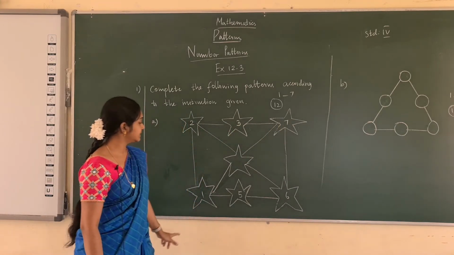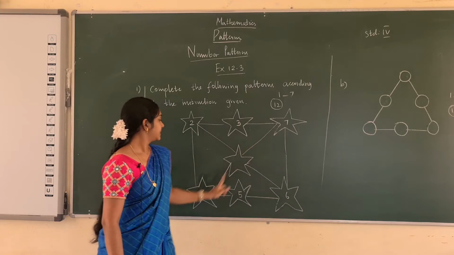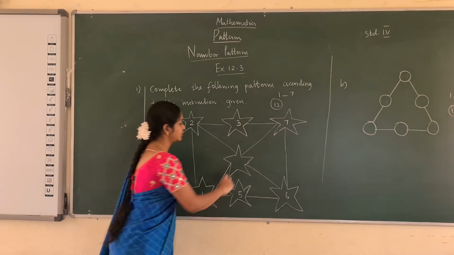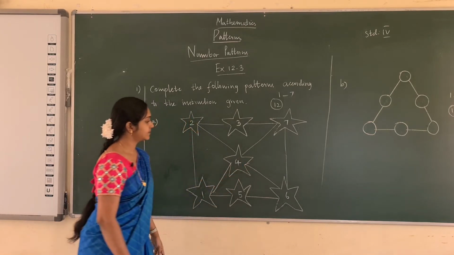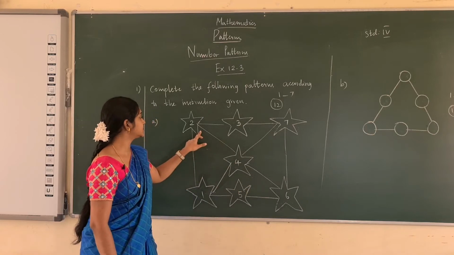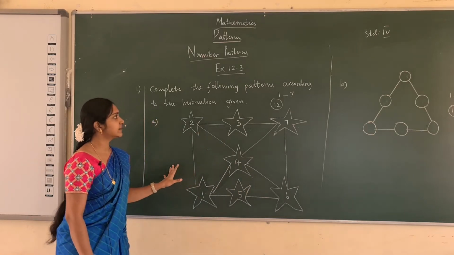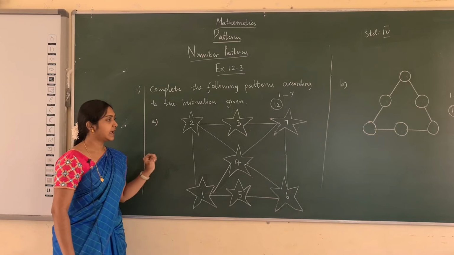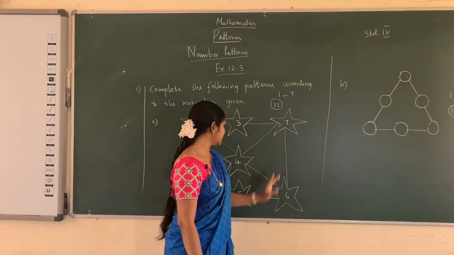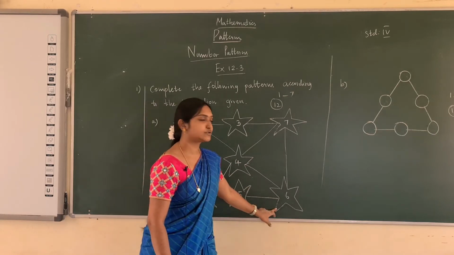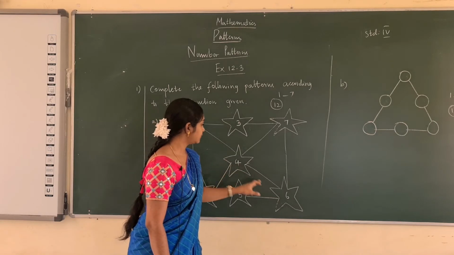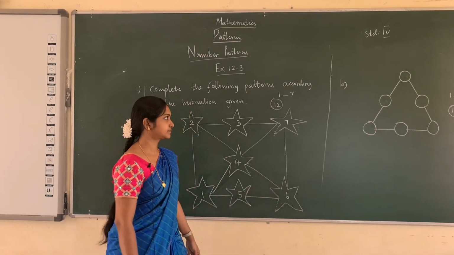Now we have to complete this line. 7 plus 1 is 8. So we need remaining 4. 6 plus 4 is 10. 10 plus 2 is 12. So we have completed this by using numbers from 1 to 7. And in each line it adds up to 12. 2 plus 3 plus 7 is 12. 1 plus 5 plus 6 is 12. 7 plus 4 plus 1 is 12. 2 plus 4 plus 6 is also 12.